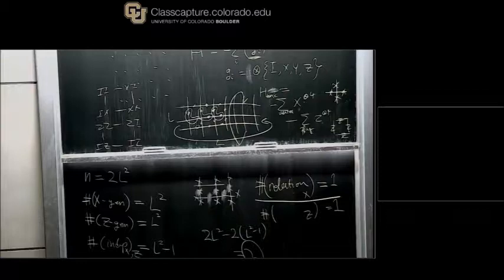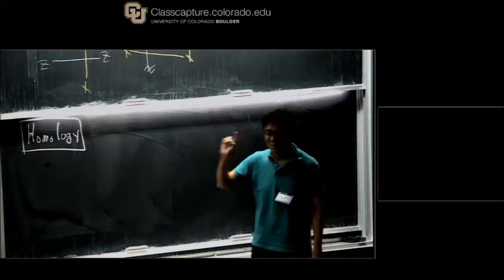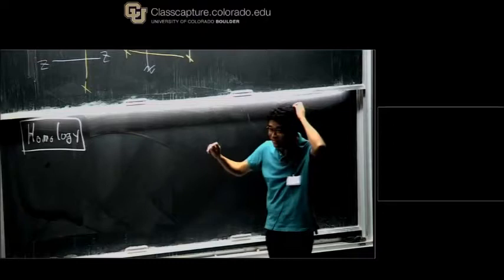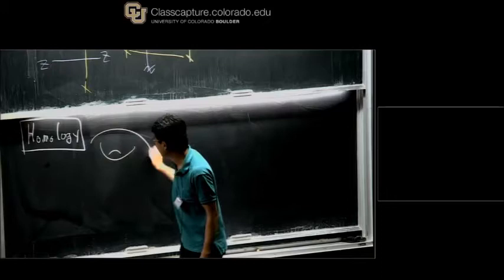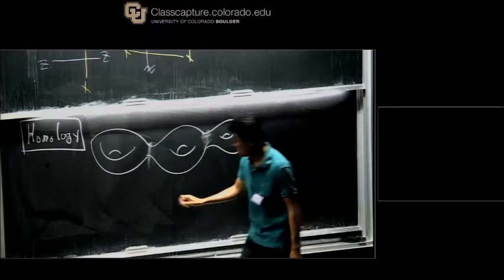Okay, let's get back to the homology. We're talking about topological phases, and we must understand where the word topology comes from. And here's the connection. I give you a surface. Well, here's a torus. I could connect another torus, or something else. I could keep doing it. And I could equally draw a sphere.